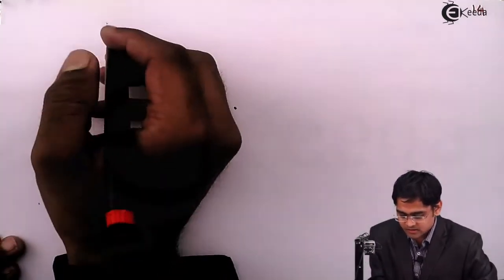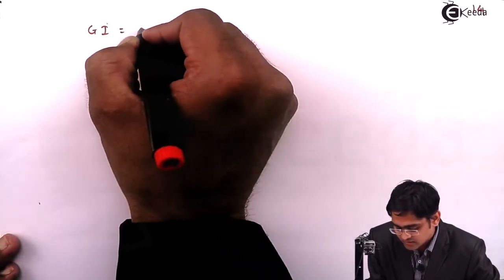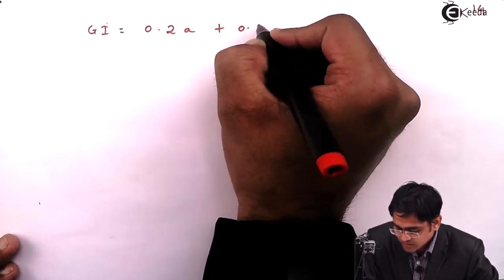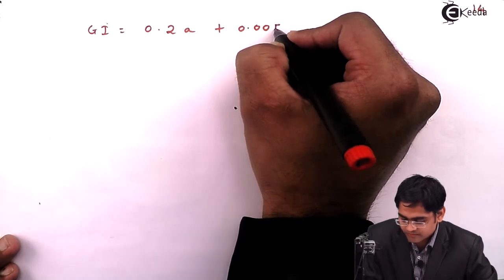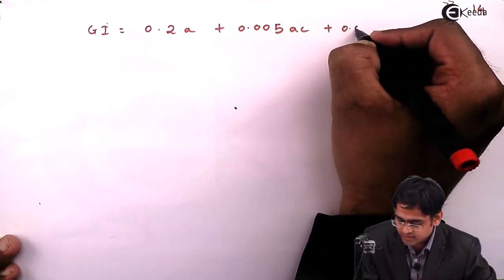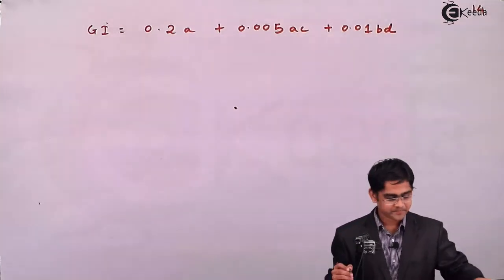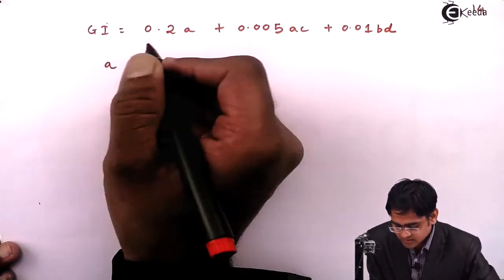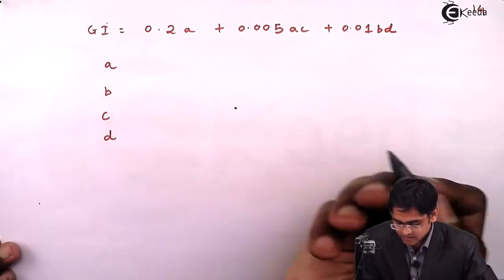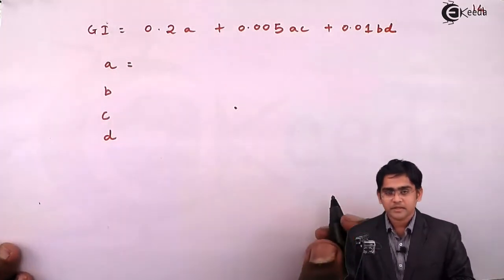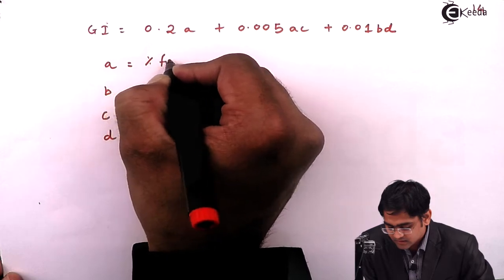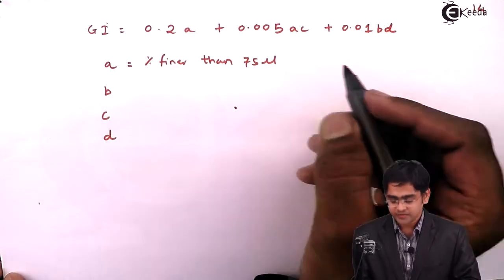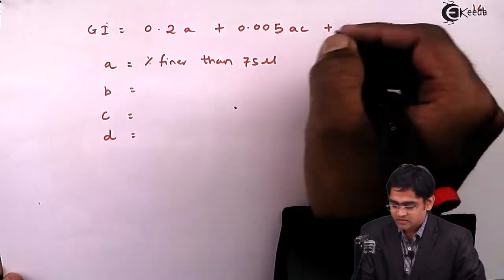So what are all these terms? I'll rewrite the definition of the group index of a soil, which is 0.2A plus 0.005AC plus 0.01BD. So this is how the group index of a soil is defined. What are the terms A, B, C and D? The term A depends upon the percentage finer than 75 micron, that means the percentage of fine-grained soil in the given soil.